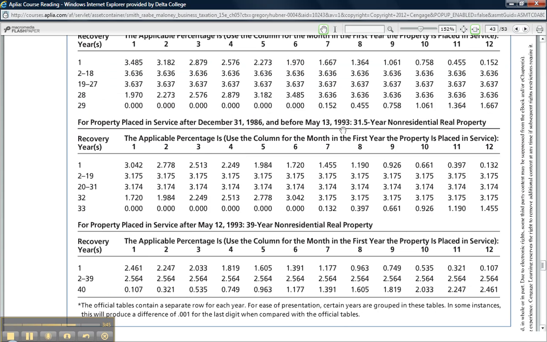You're not going to use this one. This is for assets placed in service before 93. So non-residential property uses this 39-year life right now. And again, it's mid-month. These factors already have that factored in. So if you buy a warehouse in April, all you do is you come to this 4th month, year 1, and it's 1.819%. That's 1.8% times the cost, and that's your depreciation deduction.